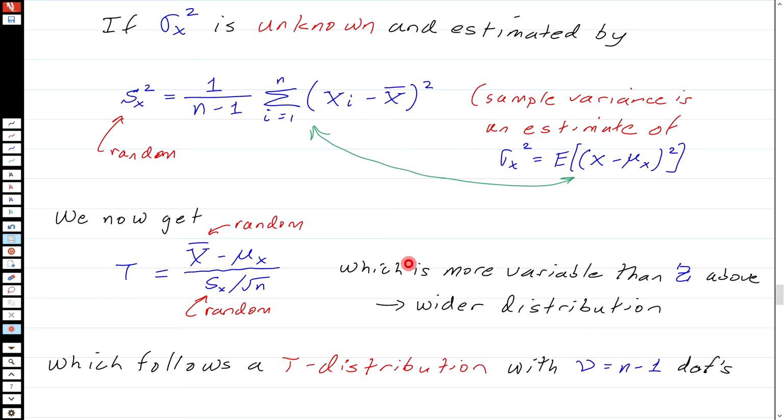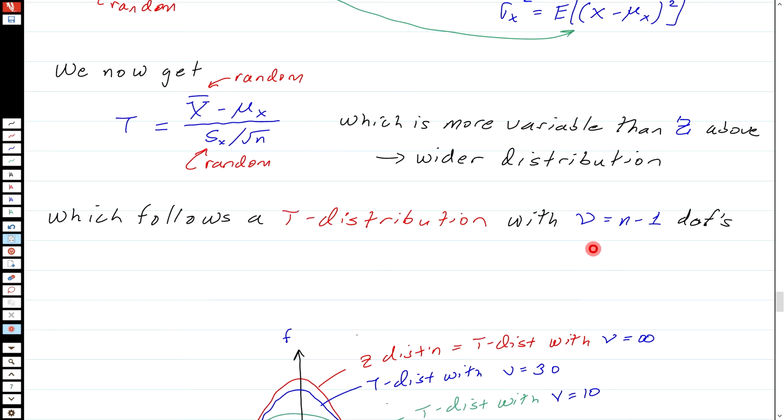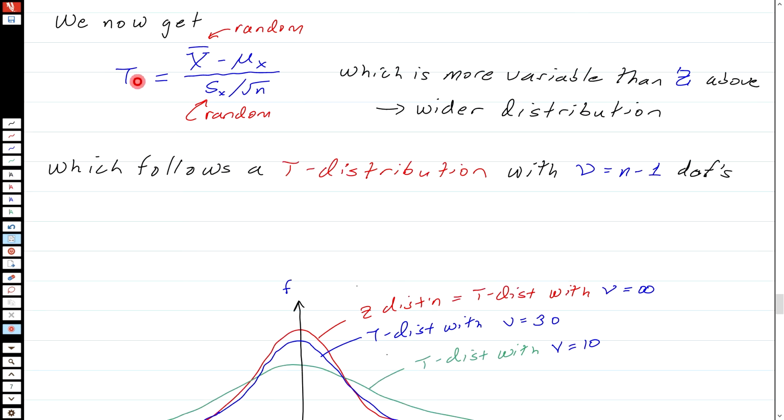Okay, so if I replace sigma with s, then I now get this t distribution random variable, and it's equal to x bar minus mu of x divided by s over root n. And now we've got these two terms that are both random, contributing to the randomness in t. And so it's going to have a wider distribution than z, and we saw this in our last lecture. It turns out that this quantity t follows a t distribution with nu equals n minus 1 degrees of freedom.